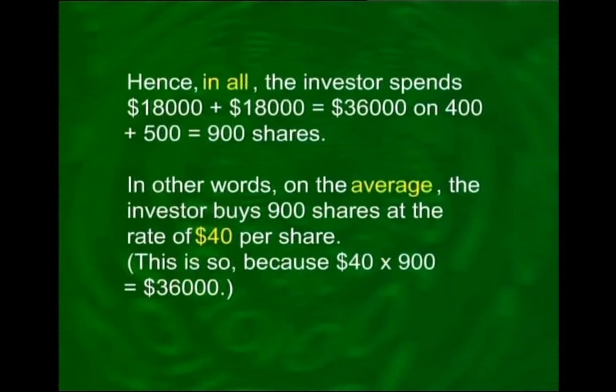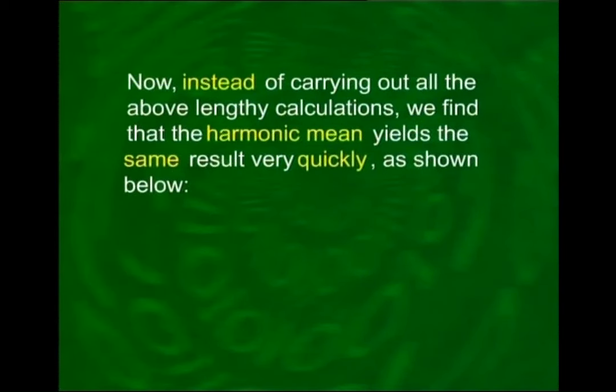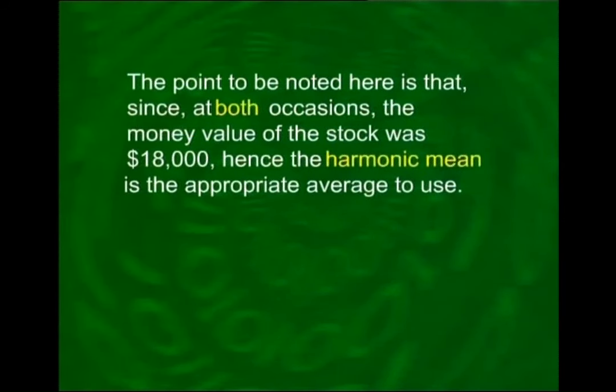In other words, on the average, the investor buys 900 shares at the rate of $40 per share. And this is so, obviously, because 40 into 900 is equal to 36,000. Now, students, instead of carrying out all these lengthy calculations, we find that the harmonic mean yields the same result very quickly. The point to be noted is that since at both occasions the money value of the stock was 18,000, therefore the harmonic mean is the appropriate average to use.